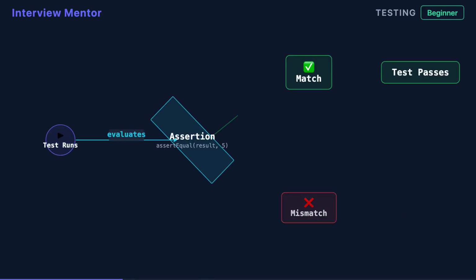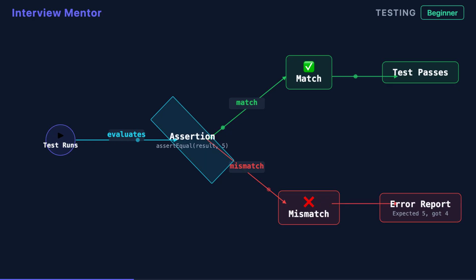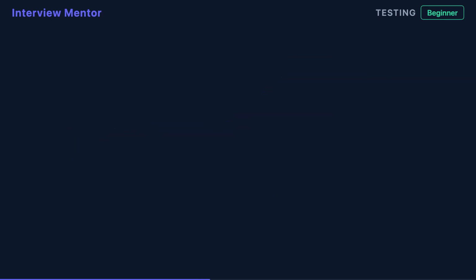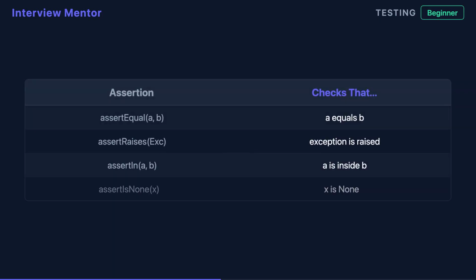Now, here is where assertions get powerful. When an assertion fails, it immediately stops the test and reports exactly which check did not pass. The test runner tells you what value it expected versus what it actually got. So instead of your code silently returning wrong results, a failed assertion surfaces the bug immediately and tells you precisely where the problem is. Beyond assertEqual and assertTrue, testing frameworks give you a rich toolkit.